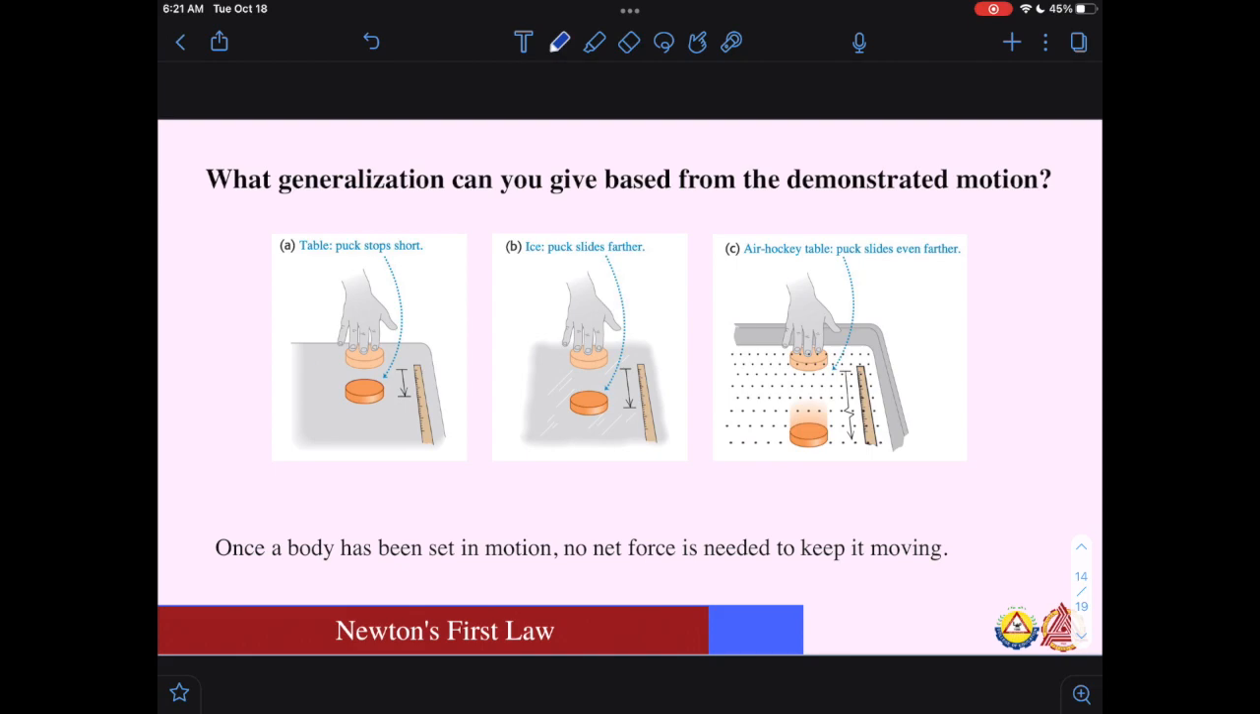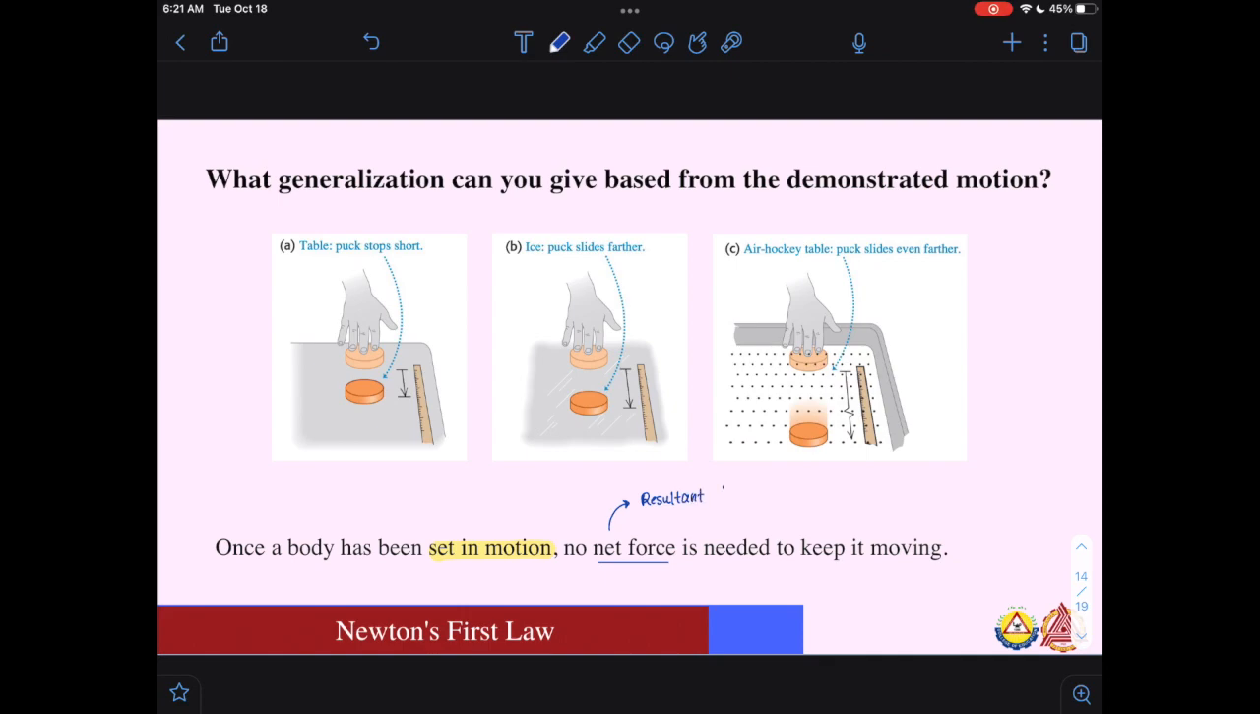It is this. Once a body has been set in motion, just like in case C, no net force is needed to keep it moving. Now, if you remember from the previous slides, no net force means the net force, or resultant force, is zero, right?